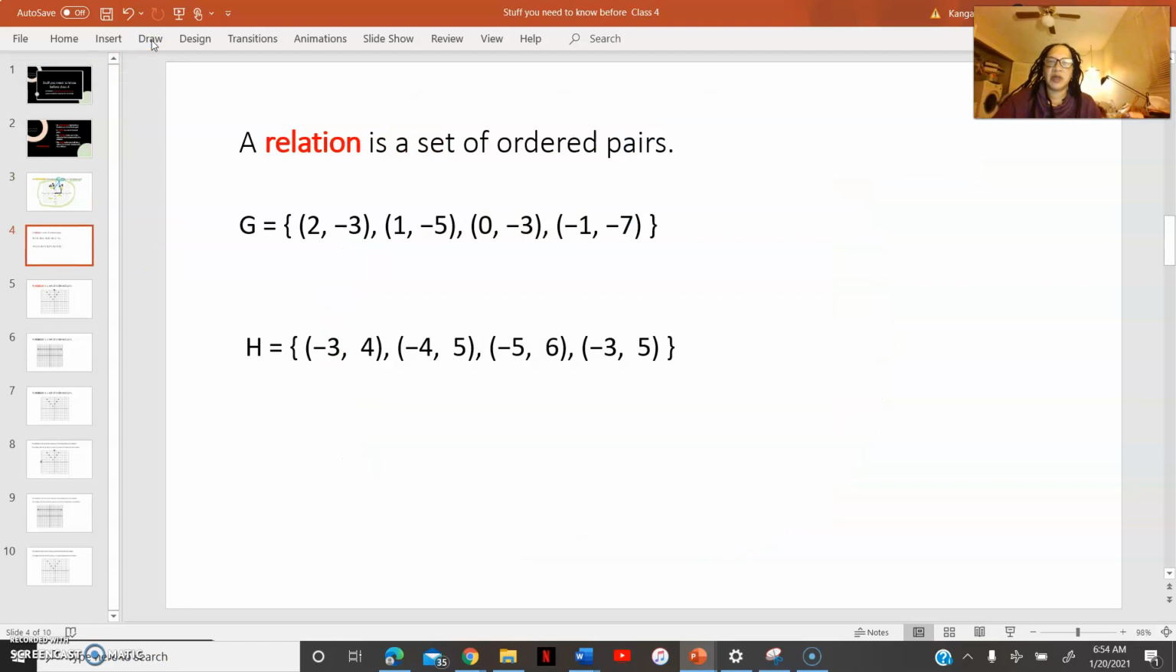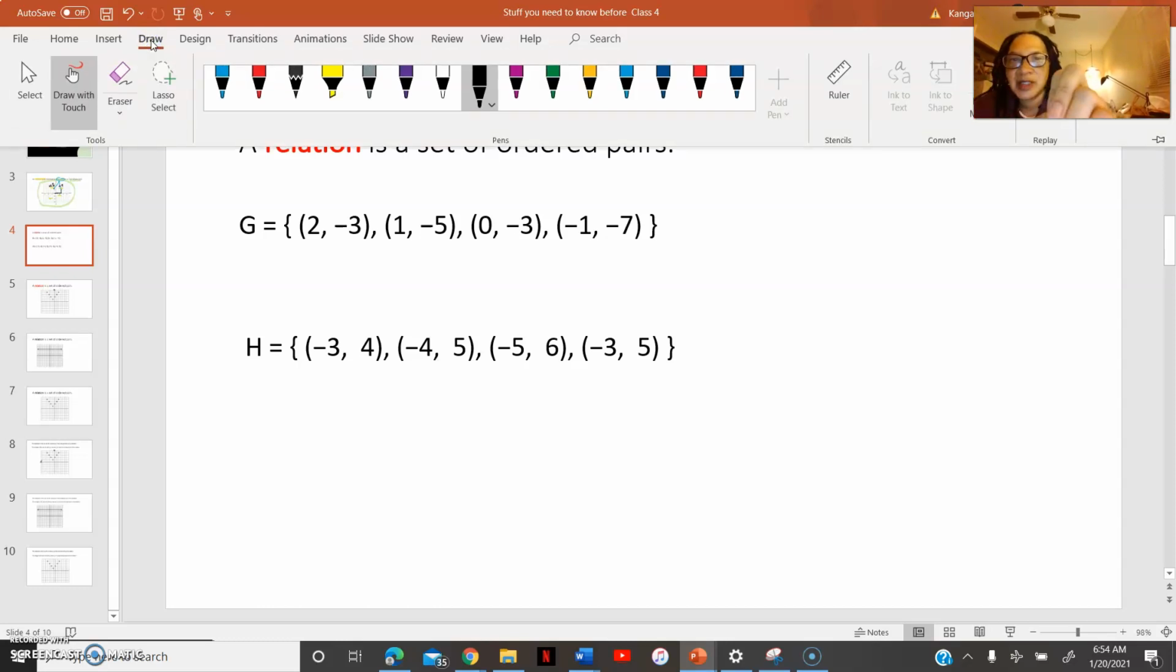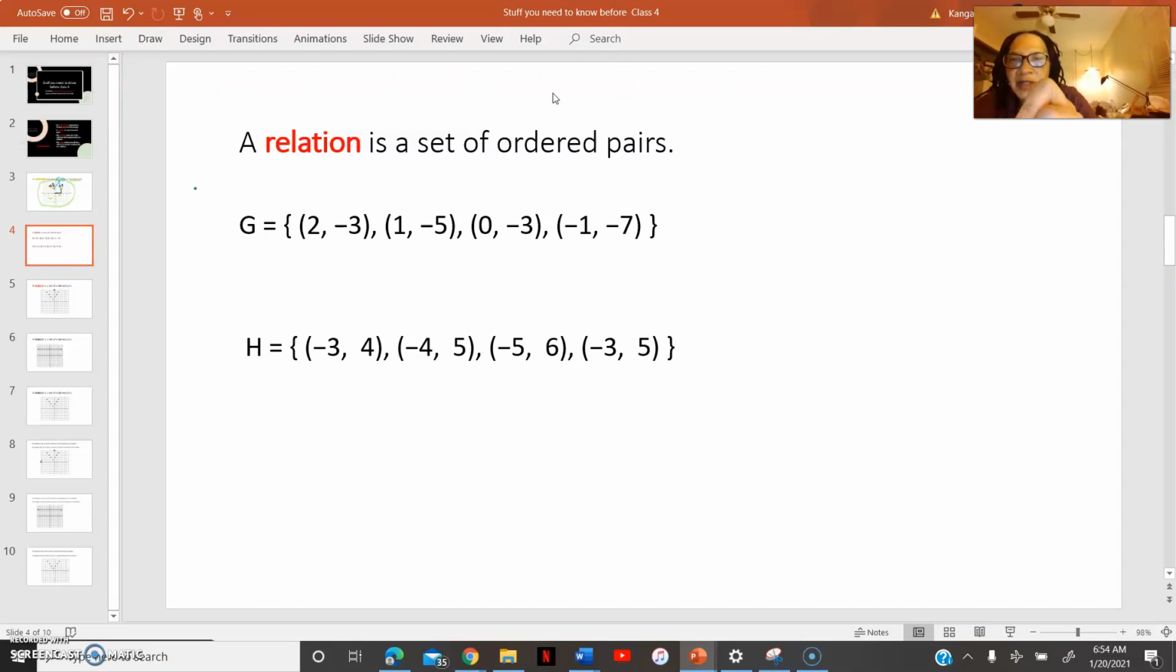So the next definition is a relation. A relation is a set of ordered pairs. And so what do we mean by set? A set is more than one object, or one or more, right? Ordered pairs. Well, there you go. This is a relation. Why is this a relation? Because this G is a set of ordered pairs. There they are, 4 of them.